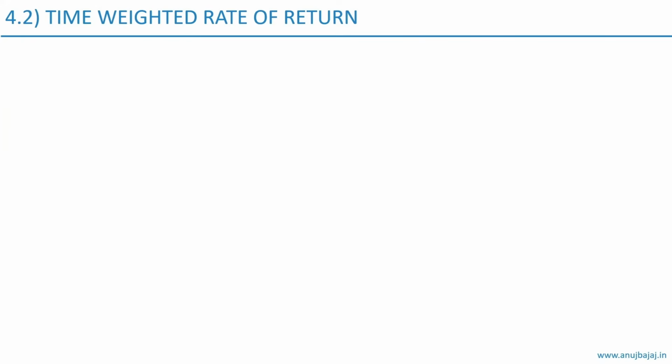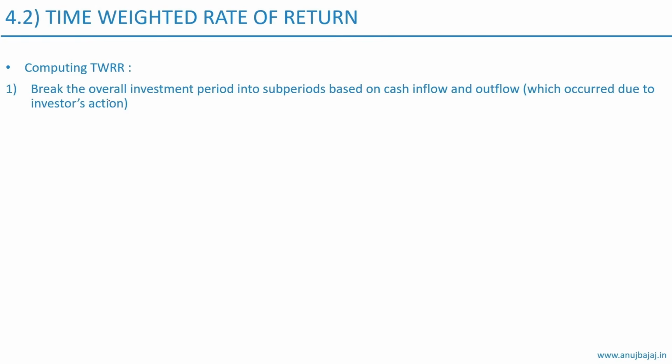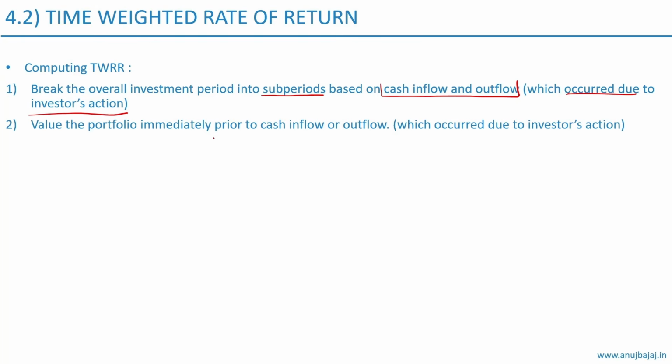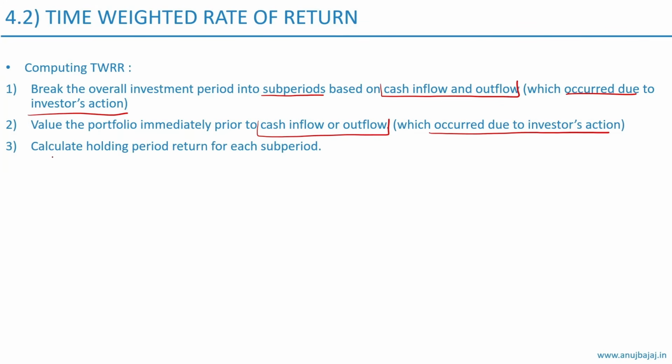Now let us see how we compute the time weighted rate of return. Broadly, there are 4 steps involved. The first step is to break the overall investment period into sub-periods based on the cash inflows and outflows that have occurred due to investors' action. The second step is to value the portfolio immediately prior to any cash inflows or outflows which have occurred due to investors' action. Then calculate the holding period return for each sub-period. Link the holding period returns of the sub-periods to find the annual return.